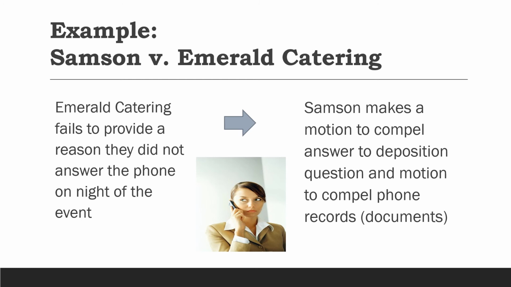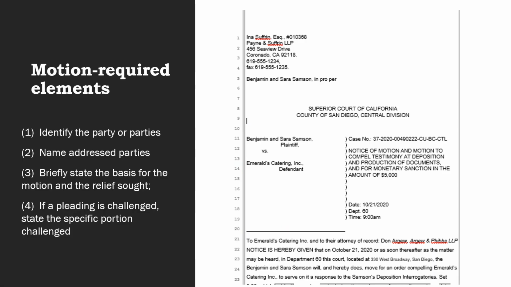This would be if Sampson had already requested and attempted to get the information first, then met and conferred with the lawyers and nothing still happened. Their last resort is now to create a motion to compel. They would create this document, and they would have to include all of these elements to satisfy the document. So first, the parties must be identified.